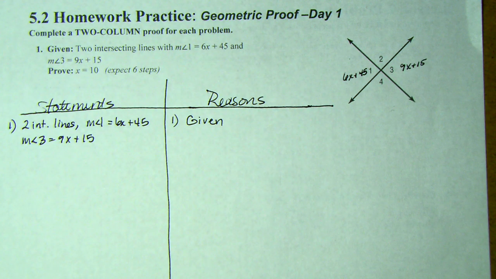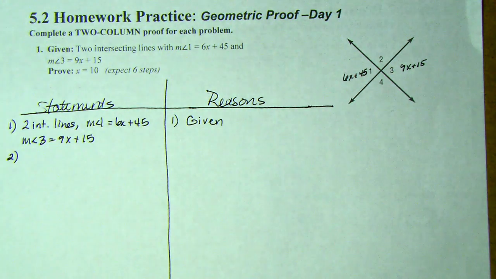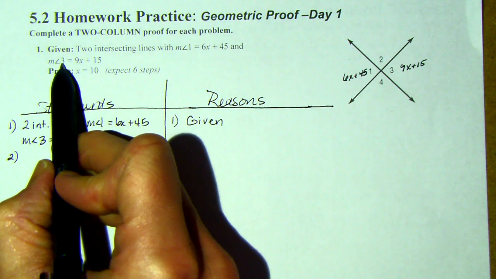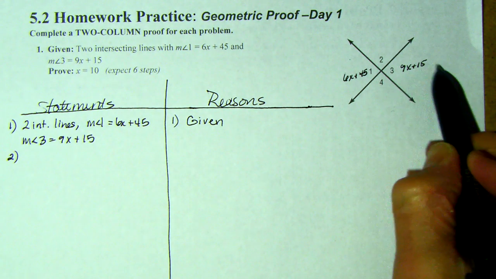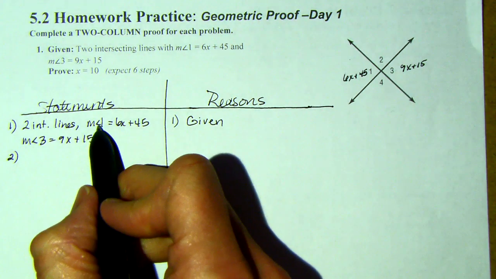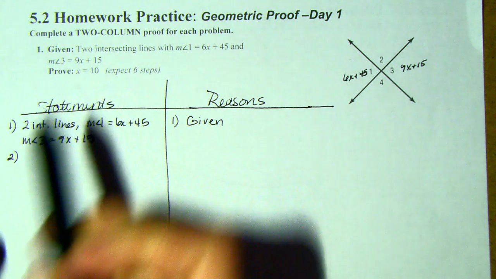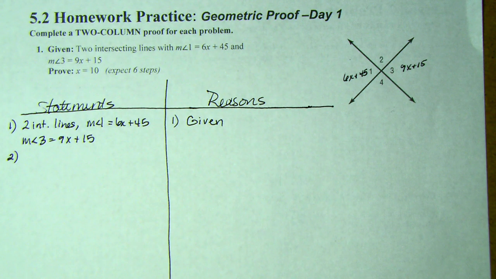All right, so we want to prove that x is equal to 10. How are we going to do that? Wait, how do you get 15? Because the measure of angle 3 equals 9x plus 15. I just put 9x plus 15 over there for angle 3. Doesn't that say angle 1? Yeah, sorry. Measure of angle 1 equals 6x plus 45, and the measure of angle 3 equals 9x plus 15. Did I write it wrong? Yeah, sure, you did. I hope it's right, so I don't have to write it all.